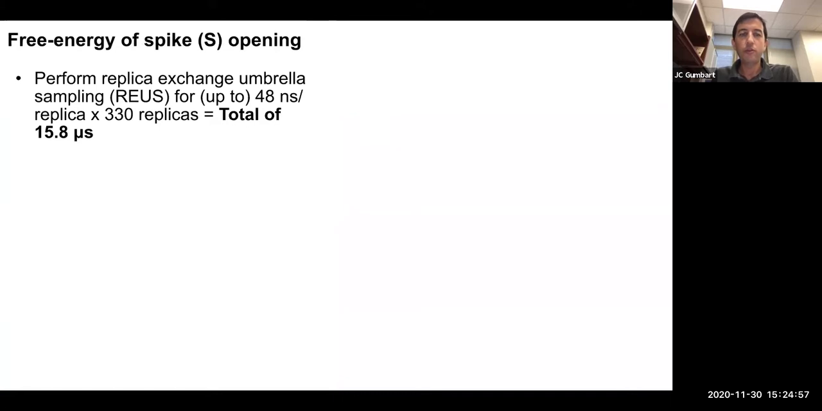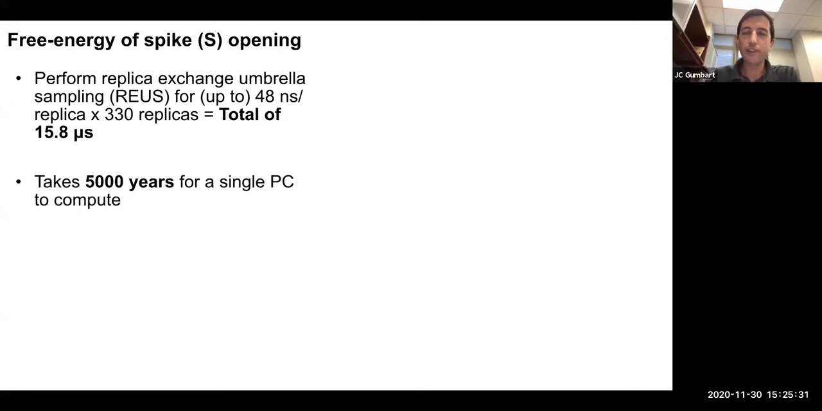With these 2 in mind and filling our 2-dimensional space for replica exchange umbrella sampling, we had 330 replicas, and we ran them for up to 48 nanoseconds per replica, giving us a total of up to almost 16 microseconds of sampling of the spike protein for one free energy calculation. If you were to do this on a single PC, it would take you on the order of 5,000 years to do this calculation. Of course, you couldn't actually do that, but for a point of reference.